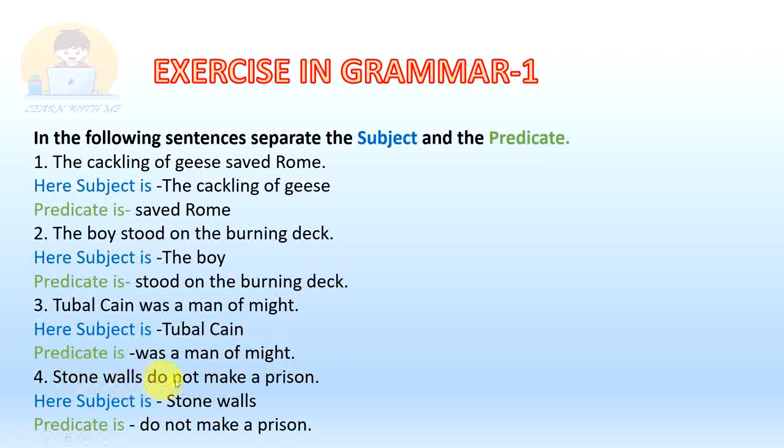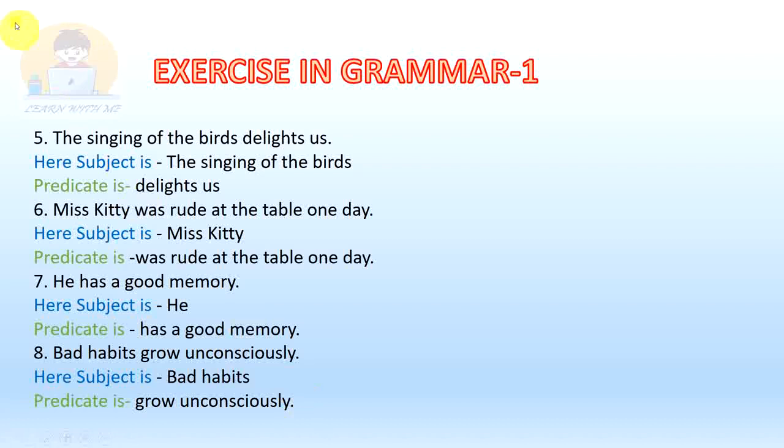4. Stone walls do not make a prison. Here subject is stone walls. Predicate is do not make a prison. 5. The singing of the birds delights us. Here subject is the singing of the birds. Predicate is delights us. 6. Miss Kitty was rude at the table one day. Here subject is Miss Kitty. Predicate is was rude at the table one day.